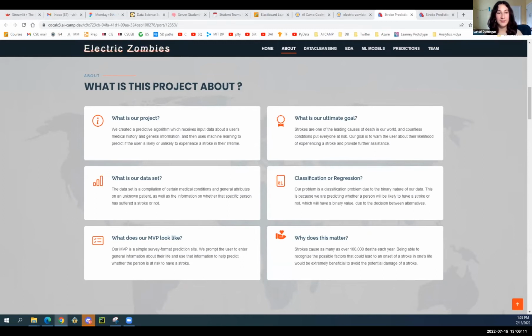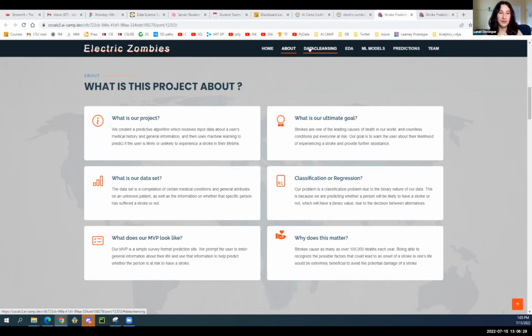What is our data set? The data set we use is a compilation of some medical conditions and general attributes on an unknown patient, as well as if that patient has suffered from a stroke or not. Is our project classification or regression? It is classification, due to the binary nature of our data: stroke or no stroke.